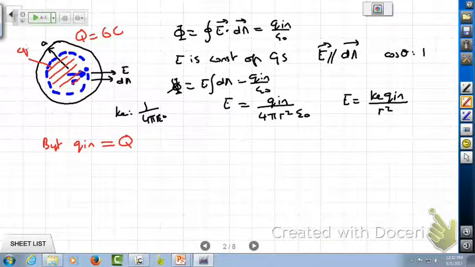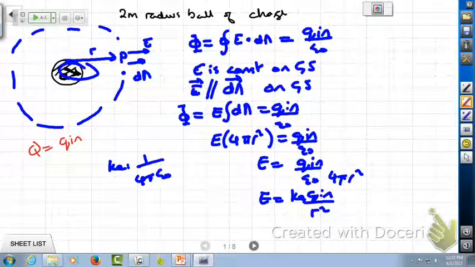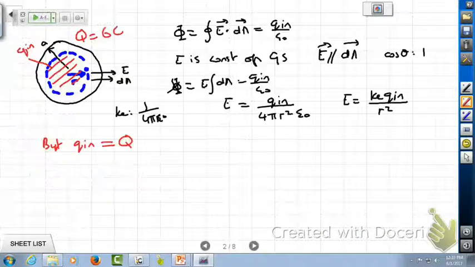That's Q in. And so now I've got to do, oh, it's not as simple as I thought. I can't just substitute Q in for Q because it's not the same. In this previous example, Q equaled Q in because it was all inside the Gaussian surface. So now, because the Gaussian surface is inside the ball of charge, that's no longer the case. So what is Q in then?